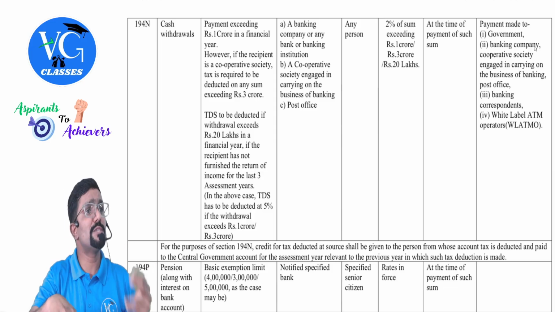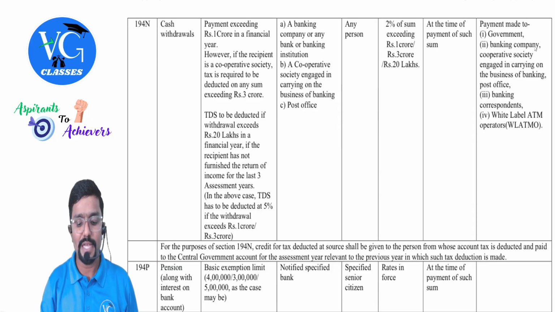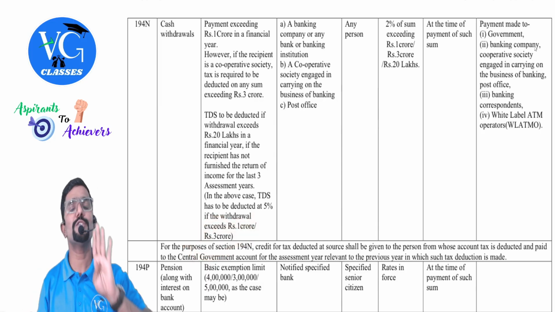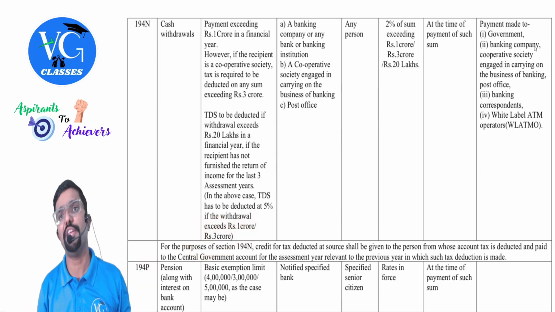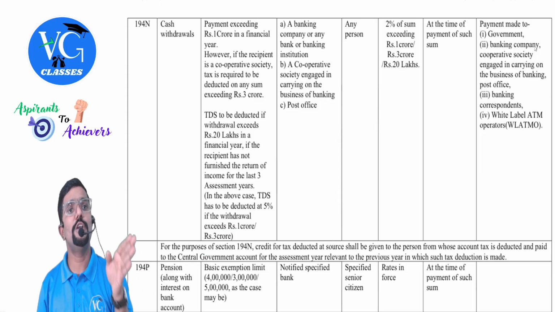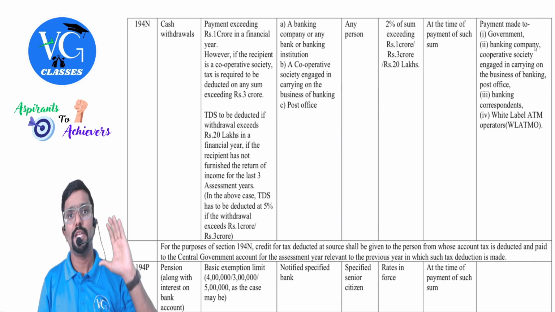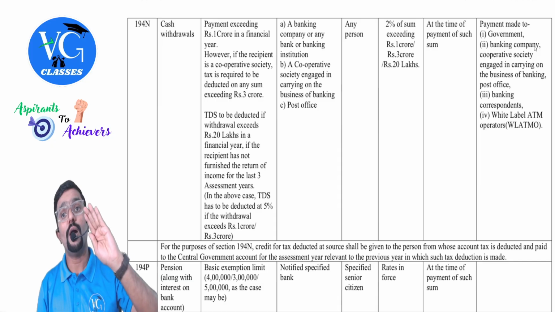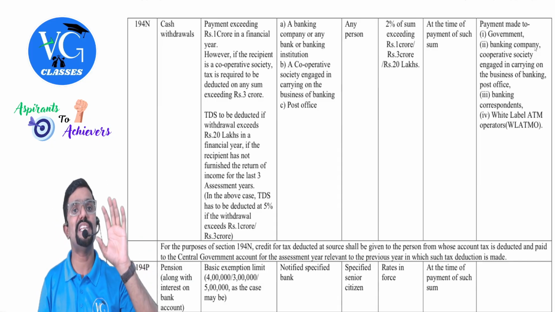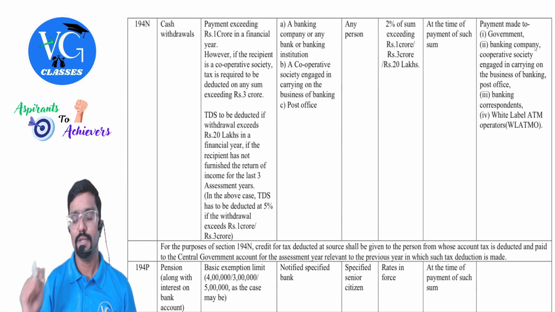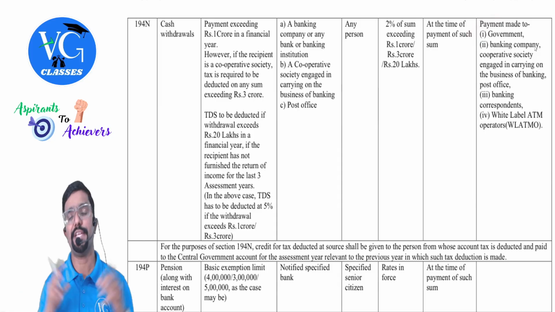And what if by chance that special person is a cooperative society, then instead of 1 crore, it would be 3 crore. Assume the cooperative society has not filed the returns for last 3 years. If they withdraw more than 20 lakh, is TDS applicable? Yes. More than 20 lakh up to 3 crore, 2%. If they withdraw more than 3 crore, amount in excess of 3 crore, how much TDS has to be deducted? 5%.